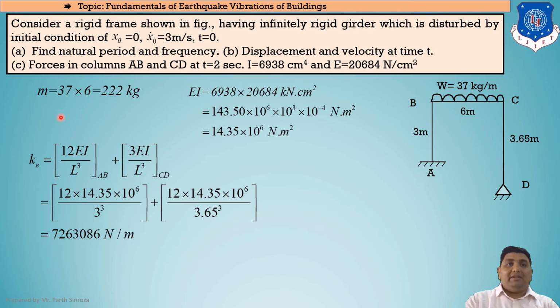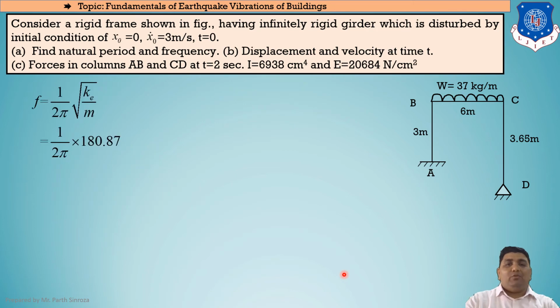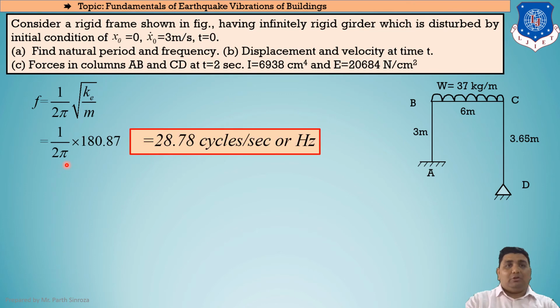Now after finding mass and equivalent stiffness, the next thing will be to find natural angular frequency, that is omega. So omega in this case comes out to be 180.87 radian per second. After finding omega, we will be focusing on finding our natural frequency, that is F. So F here comes out to be 28.78 cycles per second, or you can say hertz. So our first part is completed, that is find natural frequency.